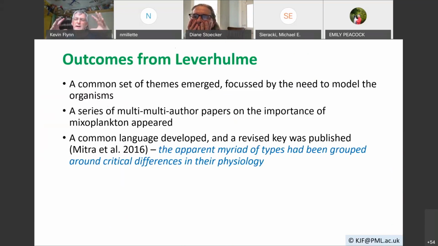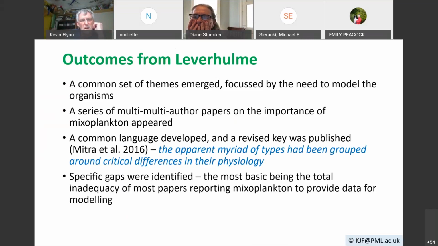But the important thing about that key really, and the whole effort, was we brought together what appeared like a myriad of different types of conflicting types, grouped around critical differences in their physiology. We identified specific gaps. Most basic, and this gap still exists now, is frankly the total inadequacy of most papers reporting activity of these organisms to actually provide data for modeling. There's very, very few papers which actually do a good job of this.